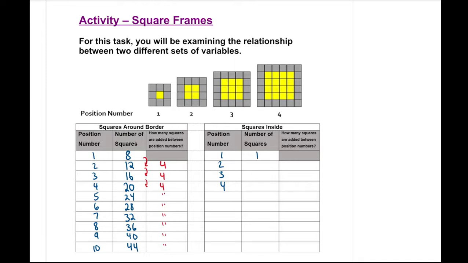If I'm looking at the squares on the inside for the next table, or the yellow squares, position 1, I have 1 square. Position 2, I have 4. Position 3, I have 9. Position 4, I have 16. So we might be able to see what the pattern is, or how things are changing. If not, again, let's take a look. How many squares are added between each one? Well, I'm adding 3. Then I'm adding 5, then I'm adding 7.